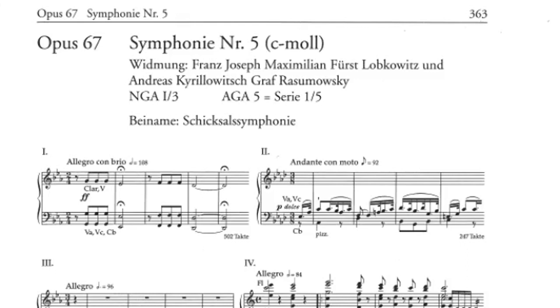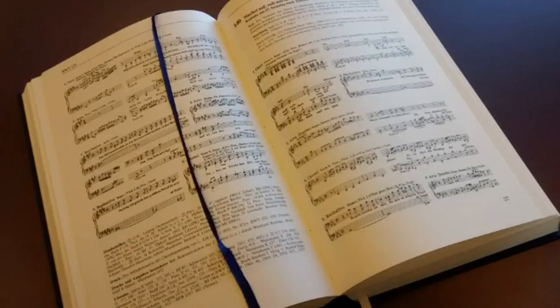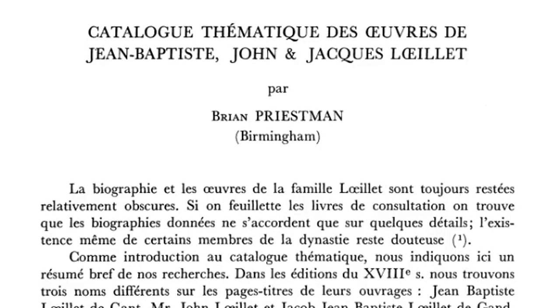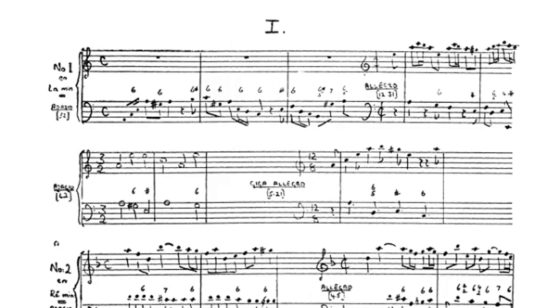Thematic catalogs can also come in different formats. We mostly think of a thematic catalog as a standalone book, and a pretty hefty one at that. Schmieder comes in at more than 1,000 pages. However, thematic catalogs can also be published as articles in journals. An example is Brian Priestman's catalog of the works of the Loyer family of composers, shown here as it was published in 1952 in the Belgian Review of Musicology.